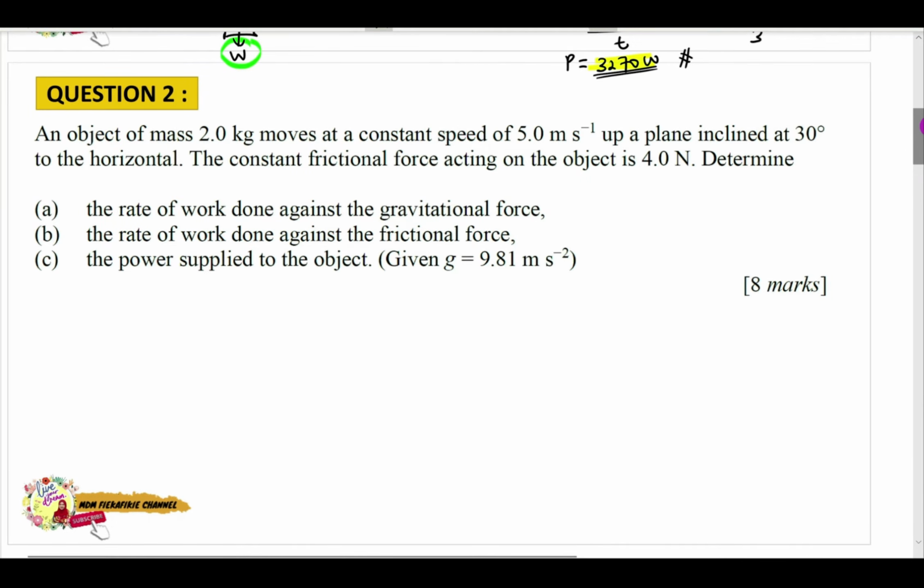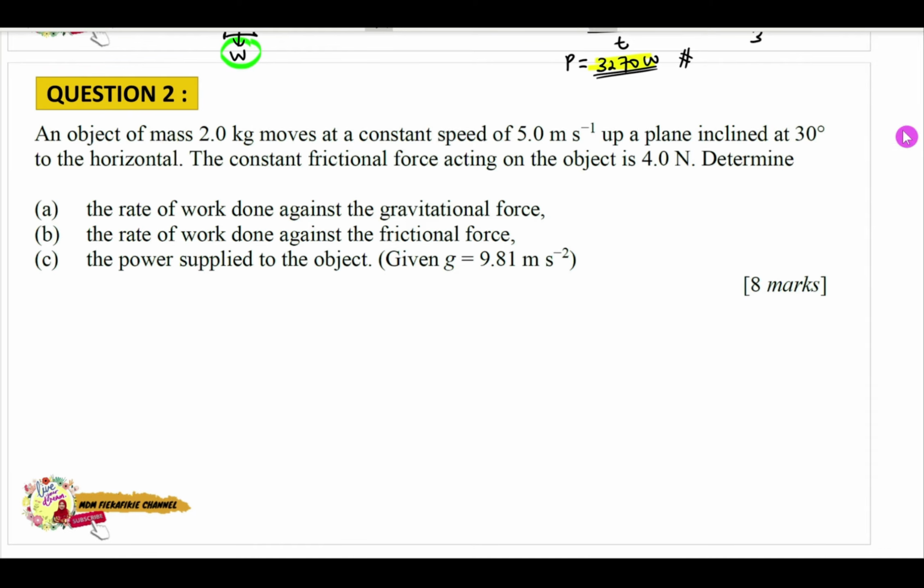So here we have an object, 8 marks here. An object of mass 2 kg moves at a constant speed of 5 meter per second up a plane inclined at 30 degree to the horizontal. The constant frictional force is 4 Newton. We want to determine the rate of work done against the gravitational force. The rate of work done means power, the power against the gravitational force.